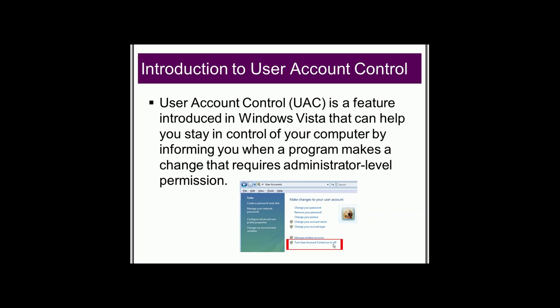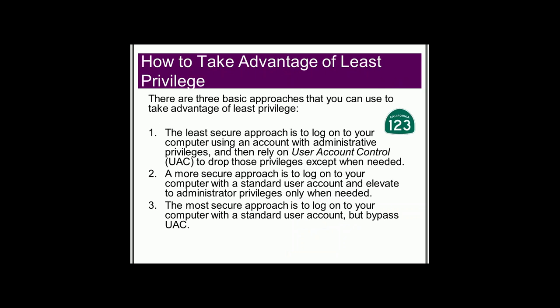All right? So how do we take advantage of using least privilege in our organization in the first place? There are three basic approaches that we can use to do this. Depending on the version of Windows that you're running, there are going to be options that you can use to take advantage of the different concepts that I've been talking about so far, and I'm going to continue to talk about. So here's one of them.